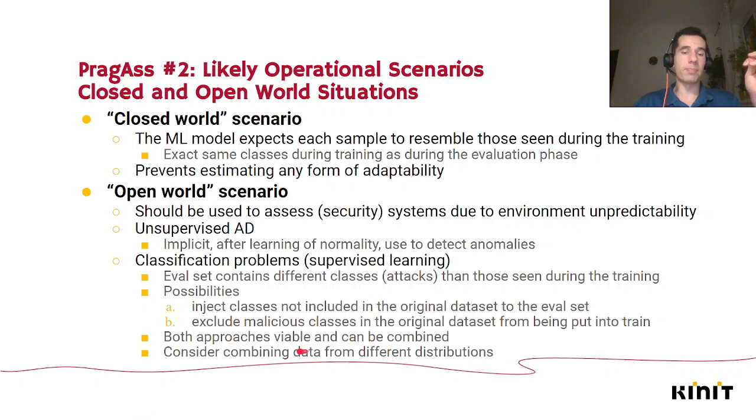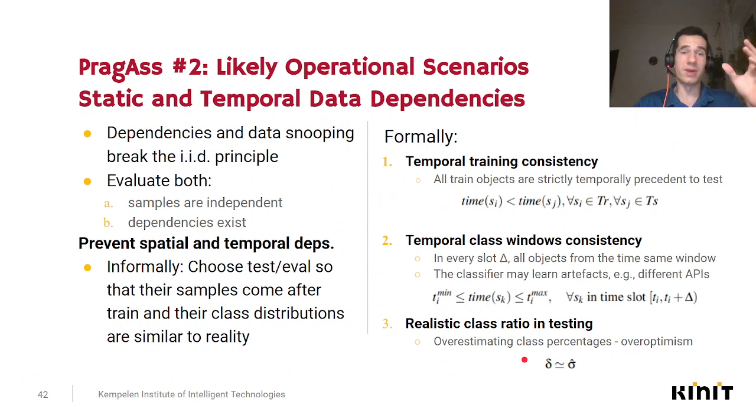And as we were talking before, combining data from different distributions, different networks, should be avoided or done only after precise consideration, because it may introduce bias again, which we don't want.